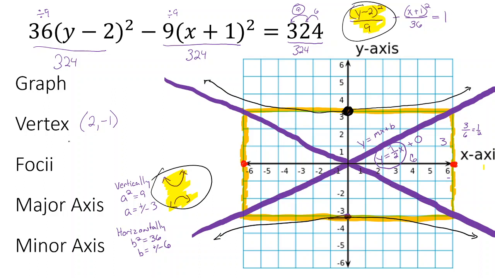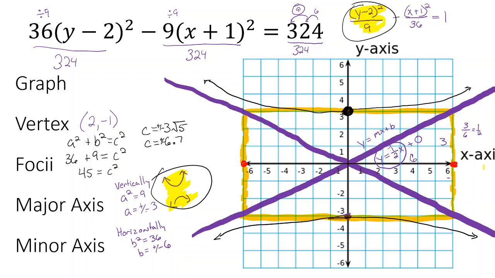The foci is found by a squared plus b squared equals c squared. We got 36 and 9 equals c squared, so 45 equals c squared, so c equals plus or minus 3 root 5. So approximately, I'm guessing it's going to be like 6.5. So we'll do square root of 45 equals 6.7. I was close. Plus or minus 6.7.